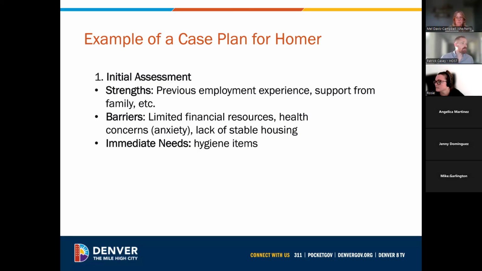Some of the barriers that Homer has listed: limited financial resources, health concerns, and lack of stable housing. And then also oftentimes it's helpful to list some immediate needs. So Homer may come into shelter and really not have a lot of things that are needed. So maybe hygiene items are something that Homer would list on coming into shelter as an immediate need that we can make sure we're providing right away once he starts working with us.